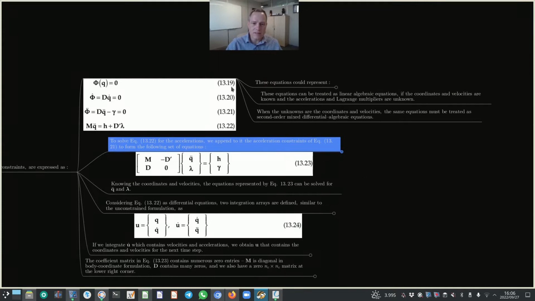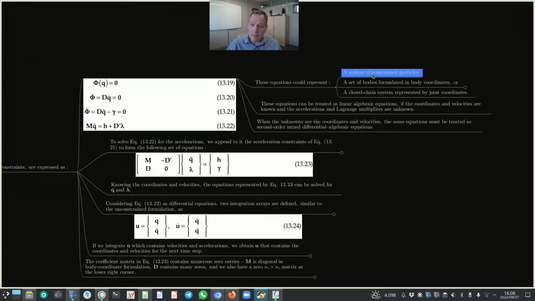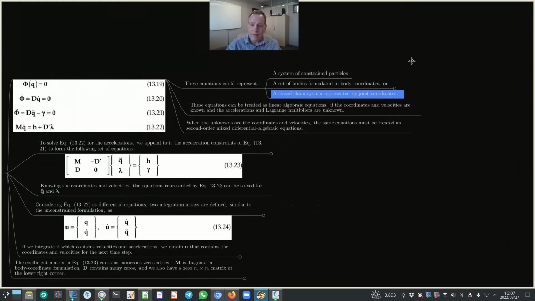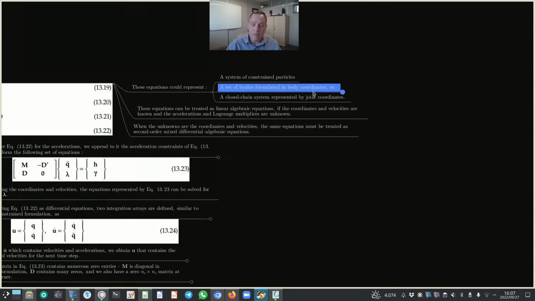Now, equations 13.19 to 13.22 could represent a system of constrained particles, a set of bodies formulated in body coordinates, or a closed chain system represented by joint coordinates. Now, system of constrained particles is not something we will consider in this module, as is the closed chain system represented by joint coordinates, but they are listed here for completeness sake as per Planar Multibody Dynamics, the textbook written by Prof. Nikravesh. And in the textbook, this joint coordinate formulation is also dealt with in a lot of detail. Alright, so, but what we have considered so far, and what we will obviously look at in more detail, is a set of bodies formulated in body coordinates.